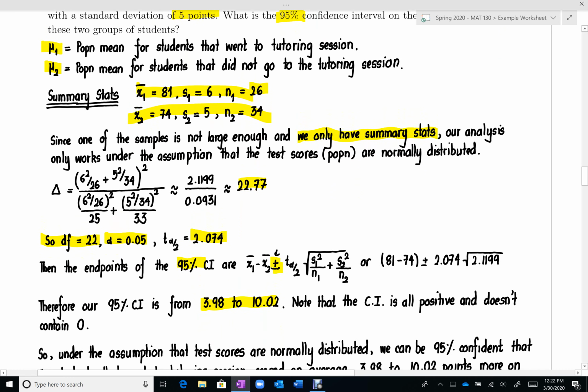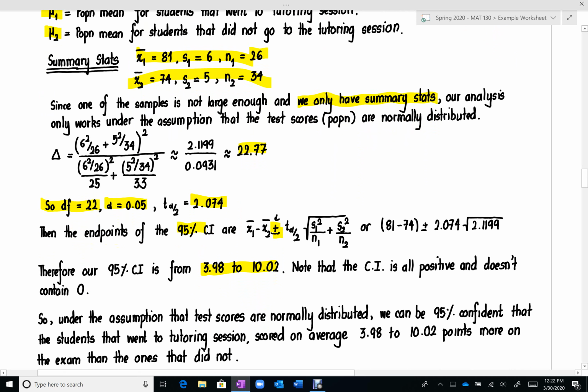All right, so what does this mean? Well, under the assumption that the test scores are normally distributed, remember we needed this assumption, we can be 95% confident that the students that went to the tutoring session scored on average between 4 and 10 points more on the exam than the ones that did not. So at the 95% confidence level, we can say that the students that went to the tutoring session scored on average between 4 and 10 points more than the ones that did not.